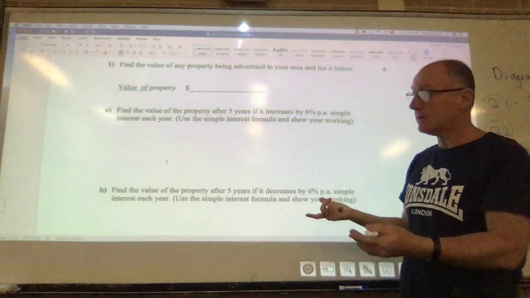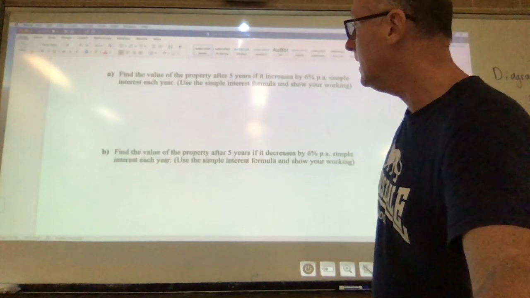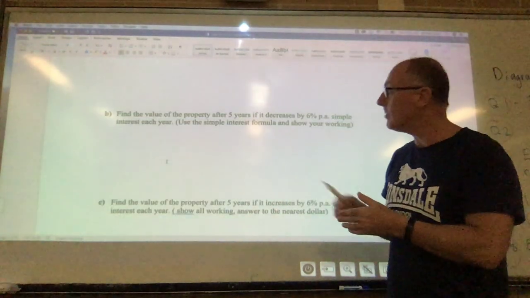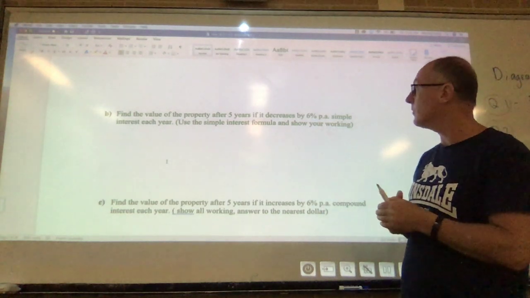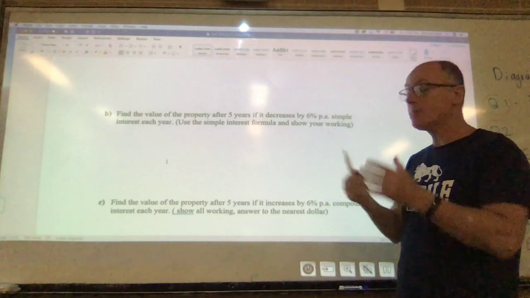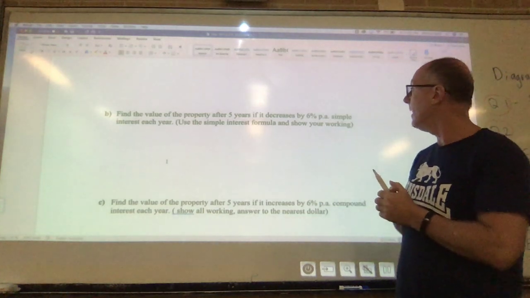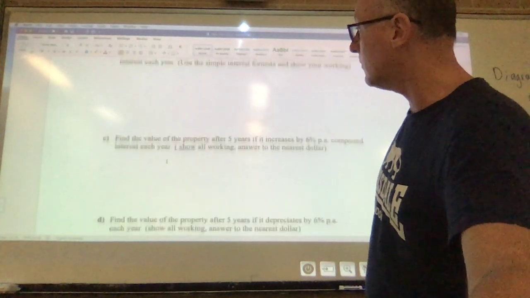It's a simple interest question. Okay, you need to look at the simple interest formula. Question B, find the value of your property after 5 years if it decreases, goes down by 6% per year. I probably should use the word depreciates, goes down by 6% simple interest each year. So once again, a simple interest question.